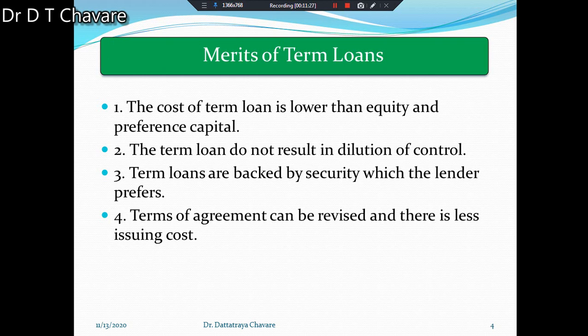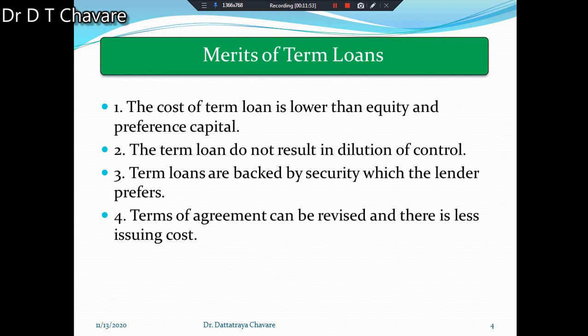And the last merit is that terms of agreement can be revised. Terms of agreement can be revised, and there is a lower issuing cost. Less issuing cost is also a most important aspect. The agreement can be revised wherever and whenever wanted. In this way, these are the four merits of term loans.